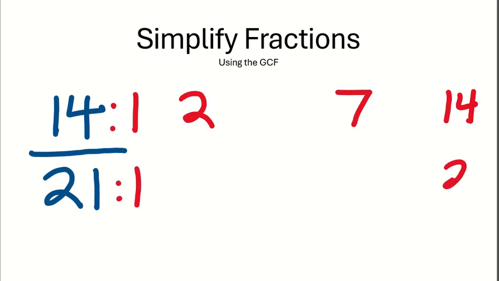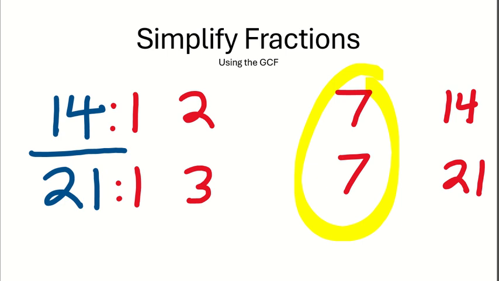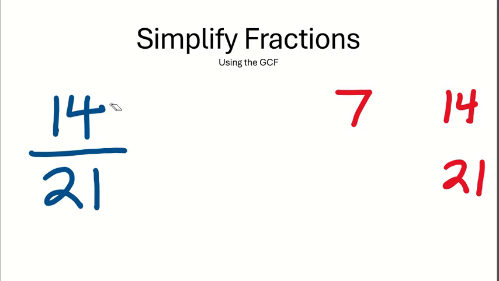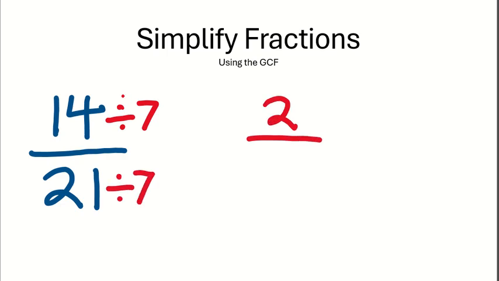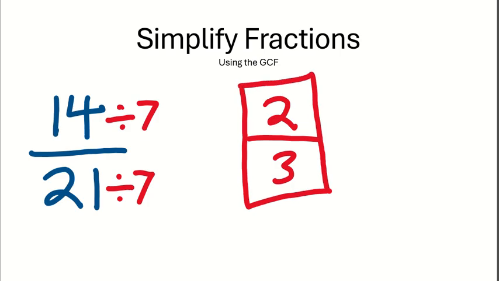Now let's do 21. 1 times 21 is 21. 2 won't go into 21 evenly, but 3 will. 3 times 7 is 21. And that's basically it. So 7 is going to be our greatest common factor. Let's go ahead and divide the top and the bottom number by 7 to simplify it. 14 divided by 7 is 2. And 21 divided by 7 is 3. So in simplest form, 14/21 can be simplified to 2/3.